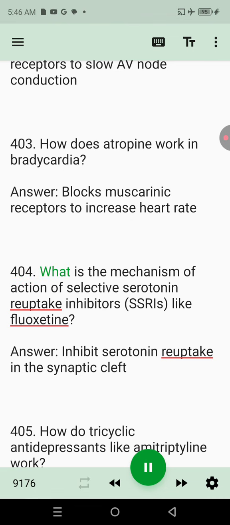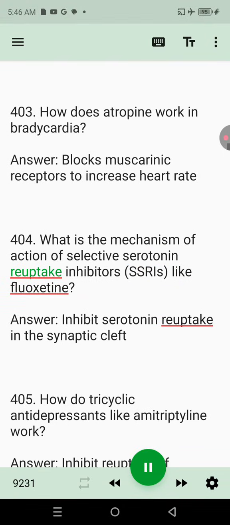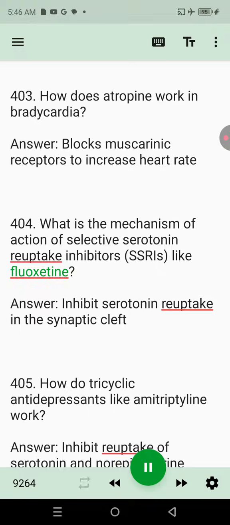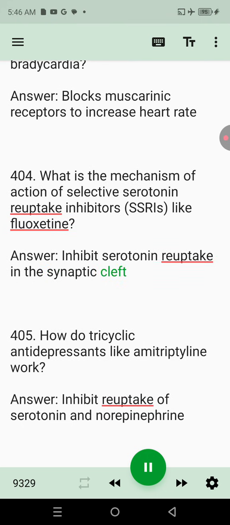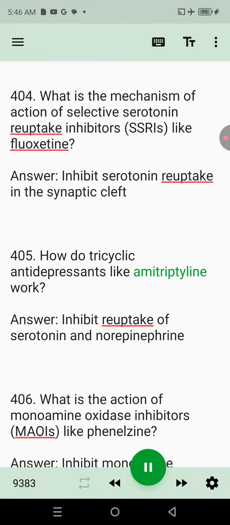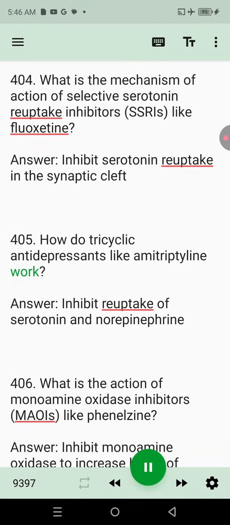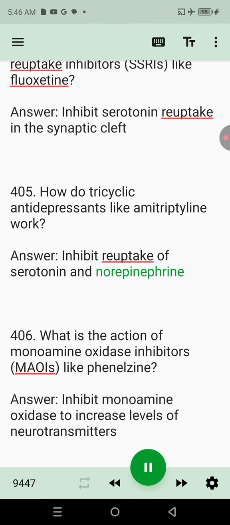404. What is the mechanism of action of selective serotonin reuptake inhibitors, SSRIs, like fluoxetine? Answer. Inhibit serotonin reuptake in the synaptic cleft. 405. How do tricyclic antidepressants like amitriptyline work? Answer. Inhibit reuptake of serotonin and norepinephrine.